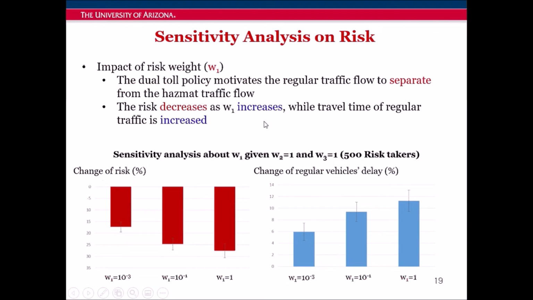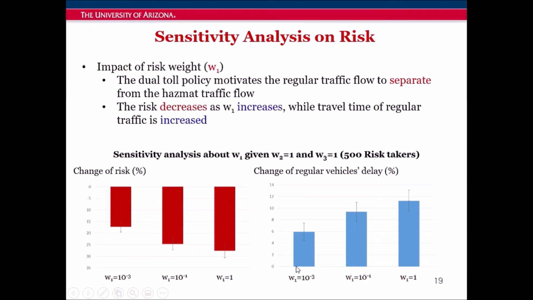But in the experiment, I want to conduct some kind of sensitivity analysis. Initially, we try to analyze the impact of the risk weight under the different dual toll price policy. According to this experiment, we have two charts here. The first one shows the change of risk, and the next one shows the change of regular vehicle delay. I consider three different weights here, and then risk weight.